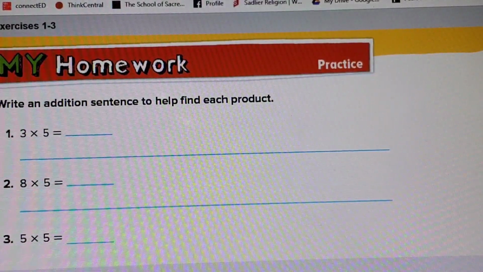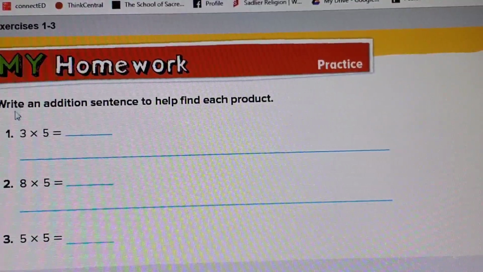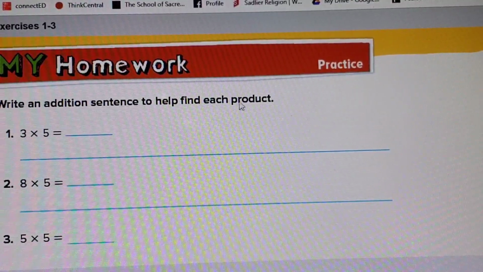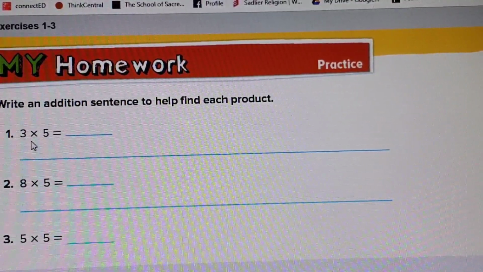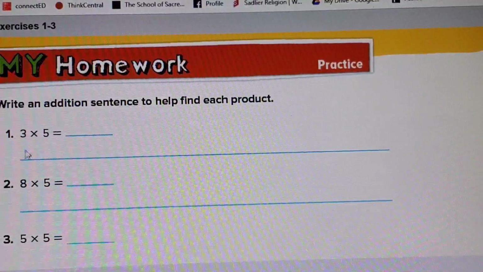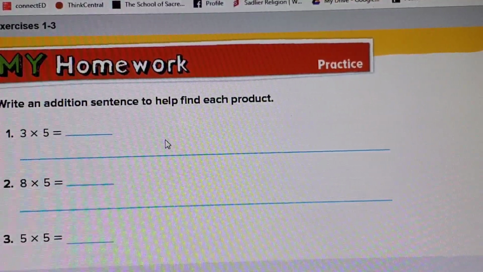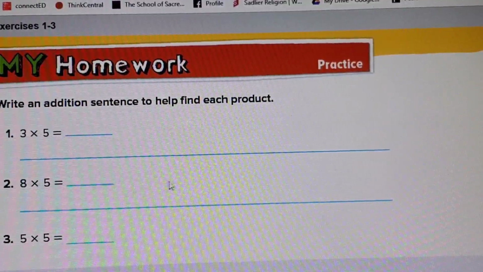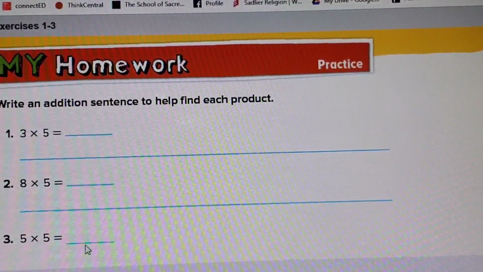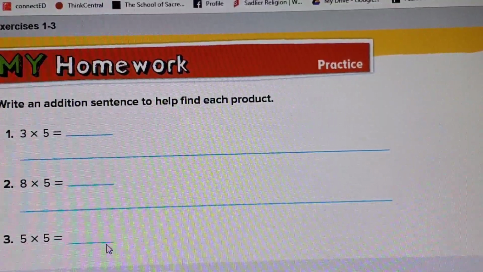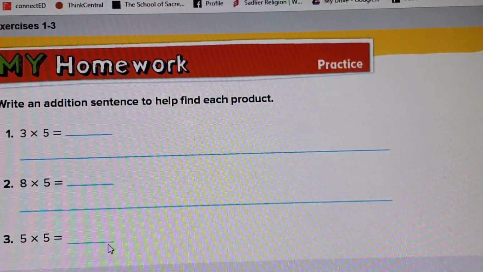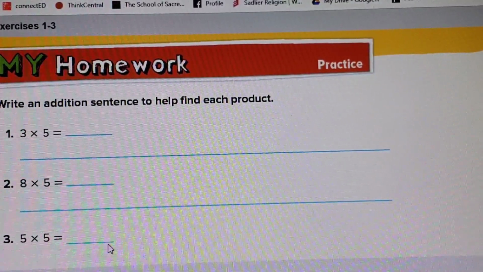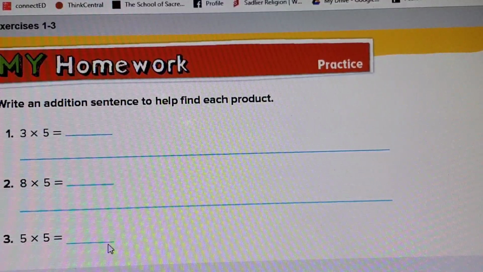Here's your homework. You'll do what we did earlier, write an addition sentence to help find each product. So 3 times 5, so you'll have 5 plus 5 plus 5 equals 15. You'll do the same with 8 times 5 and 5 times 5. Now I want to show you a little bit with some other word problems.